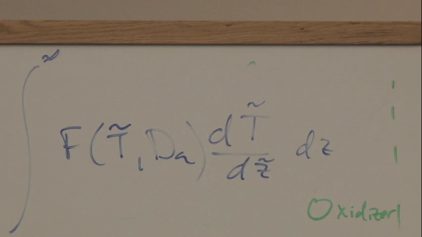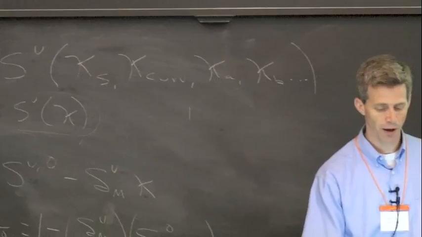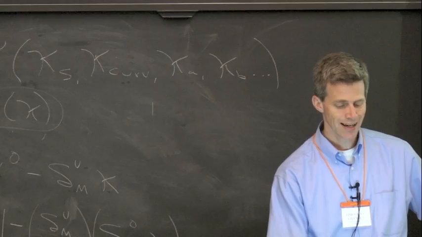Now what we really want to look at is this term on the bottom, which is always positive, so we don't need to think about it. What we want to figure out is under what conditions this thing is positive and under what conditions it is negative. In order to do that, let's plot this function of temperature and Damköhler number as a function of temperature.